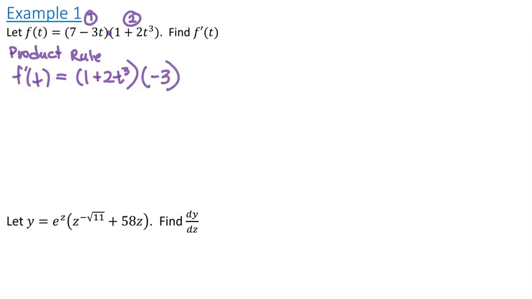So it's basically a linear function with a slope of negative 3, which means its derivative is negative 3. And then I add the first, so I copy down 7 minus 3t exactly as it originally appeared, and I multiply by the derivative of the second. The second is 1 plus 2t cubed. The derivative of 1 is 0, so I'm really just looking at the 2t cubed. When I drop that 3 down, I'll get 6t squared.